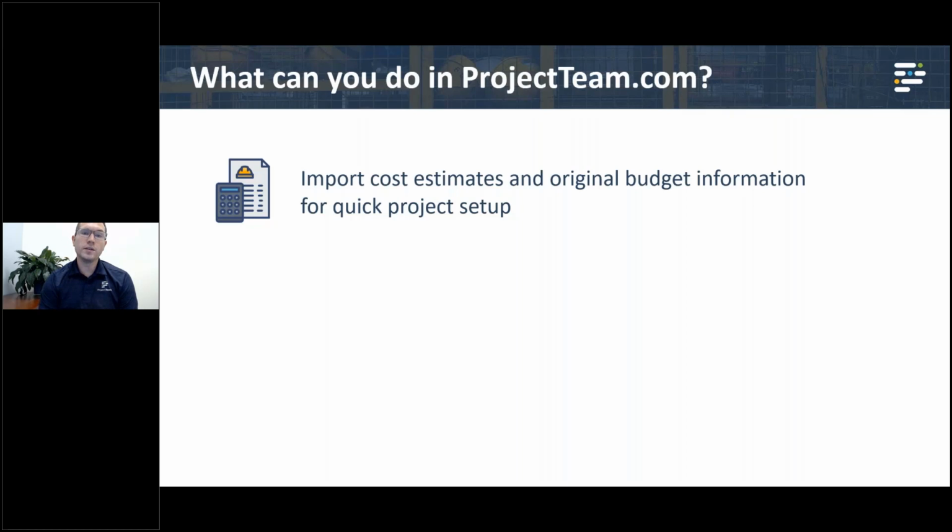I'll show you ways to import areas like your account codes and also your original budget information directly into the system. We'll import about 100 items very quickly, and then we can show how all of those things relate not only to each other, but also to other areas within the projects.